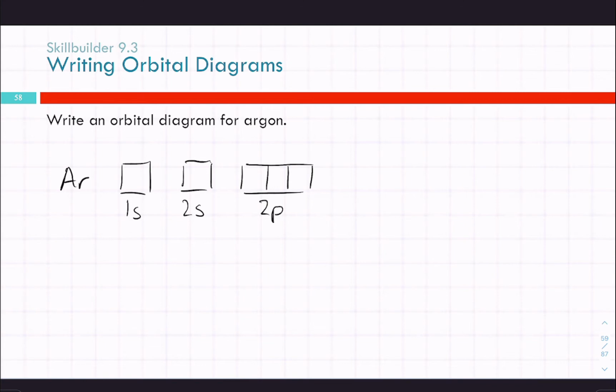Sorry. So 1s, 2s, 2p, then we jump up to 3s, 3p. Do we need to go any farther for argon? Yeah, we can stop there because argon's at the last element in the 3rd row. So its highest principal quantum shell is going to be 3p.